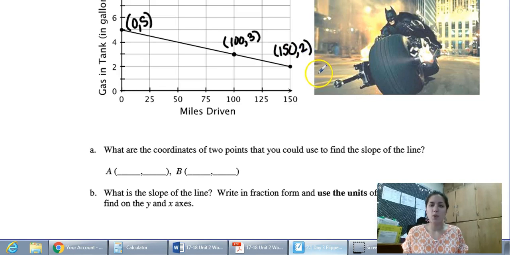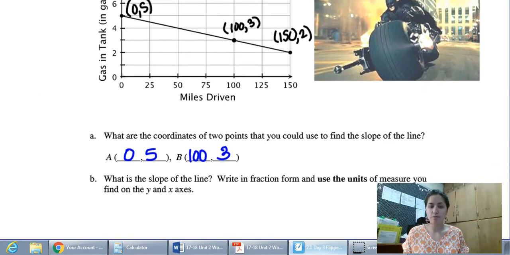And as we have reviewed the past couple of days, it does not matter which 2 ordered pairs you choose. So you could choose 2 and I could choose 2. We should still get the same answer. For the purpose of the notes, I intend to use 0, 5, and maybe this middle one, 100, 3. But again, feel free to use any 2 points, we should get the same answer.